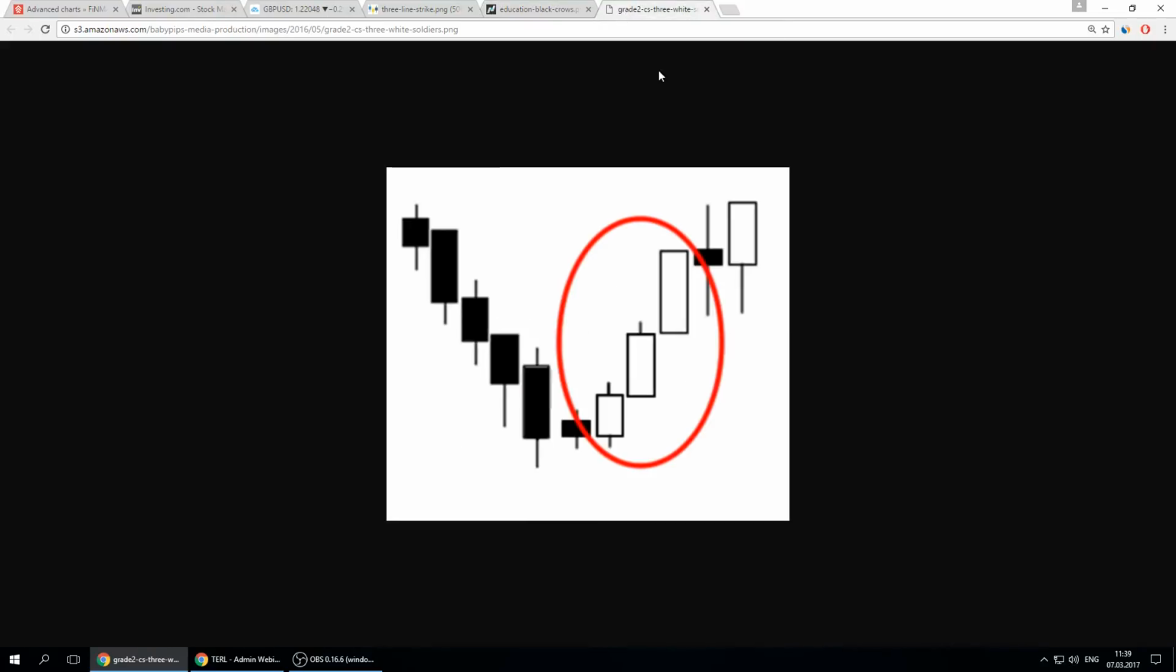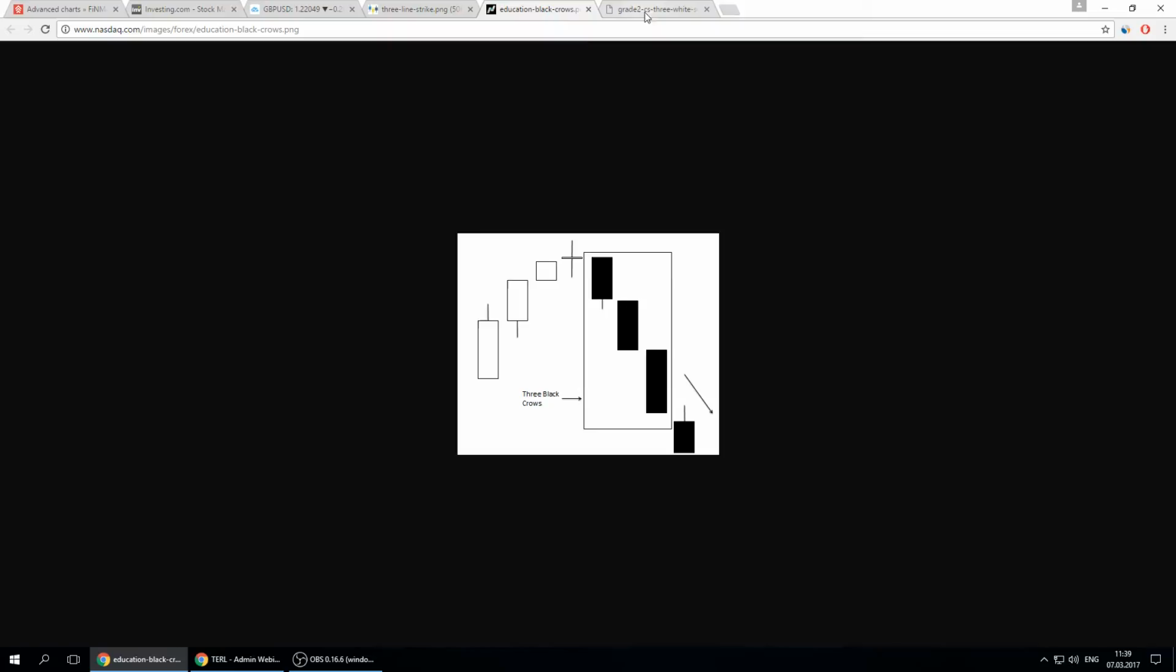The opposite is true for the three white soldiers. They should be taken into consideration when they appear on the bottom of a downtrend, and they can show us that the situation on the market has changed, and now the bulls dominate. So basically, pay attention. These are pretty interesting patterns of the market.